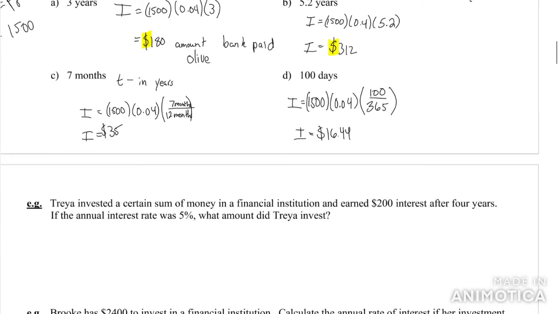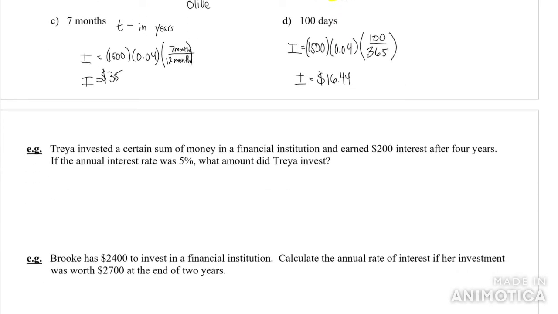What happens if I want to calculate something else? So this example says Treya invested a certain sum of money in a financial institution and earned $200 in interest after 4 years. If the annual interest rate was 5%, what amount did Treya invest? So the question that they're asking is how much did she originally put in? So they're asking what is the principal. So if we're calculating principal, we have our I is equal to PRT. So I'm calculating P is equal to I over R times T from that.